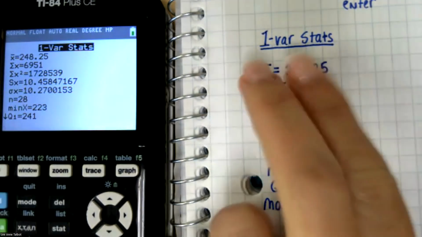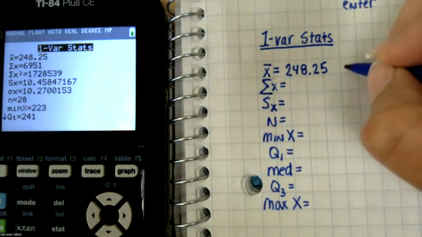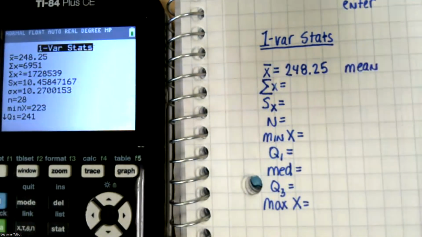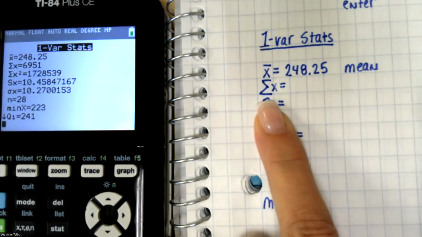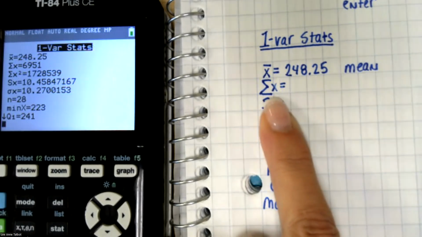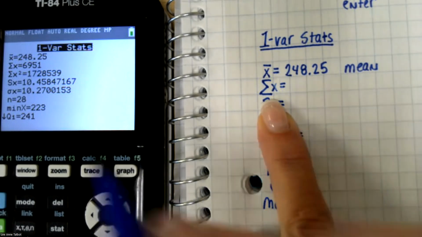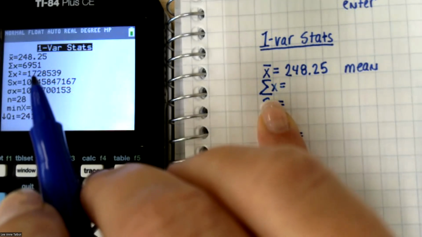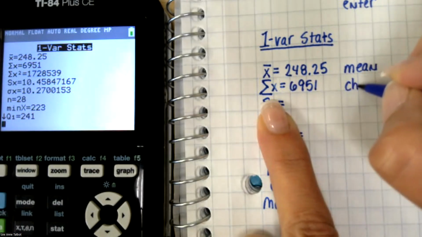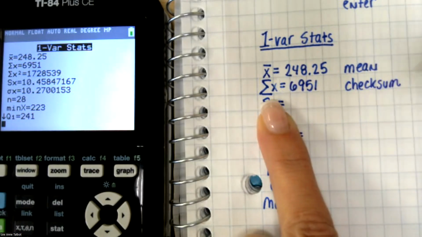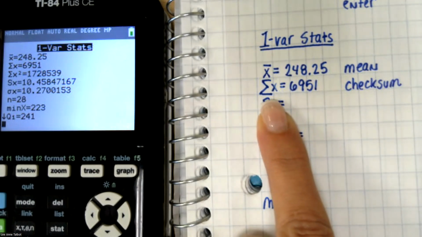First number, 248.25, is the mean. That's the class average. And the next number, this capital sigma X, we don't really use that. Please stop talking. We don't use that for anything except that's the number I look at to make sure I typed all my numbers correctly. So when I have this on the screen, you guys look up, you check to make sure we both have 6951 there. It's called the checksum. If you put in the wrong numbers, then just go off of my screen, not yours.